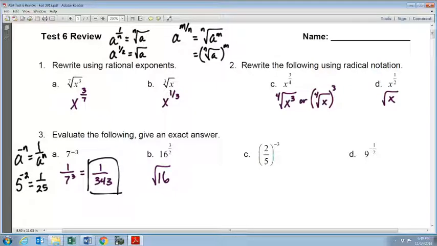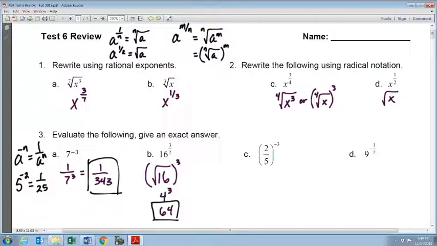Now we could write the 2 in there right here, but we normally don't write the root when we're dealing with square roots. So it's the square root of 16, and then the numerator there is 3, so we're going to cube that radical. And now let's just take this step by step. The square root of 16 is 4, but we've got to cube that, so our final answer is going to be 64.